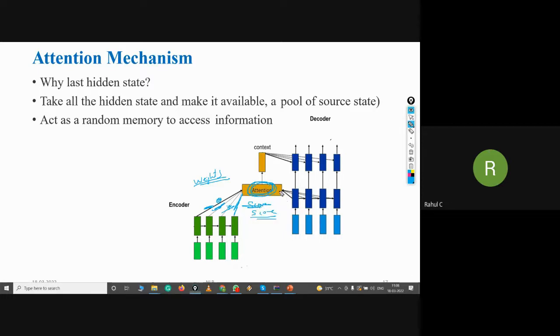Using this attention score, you can see in the decoder here, this is also coming here. This information is also coming into the decoder. So basically it is coming to the context vector, and this context vector is also given to the decoder. So the decoder will have the information about the attention score also.